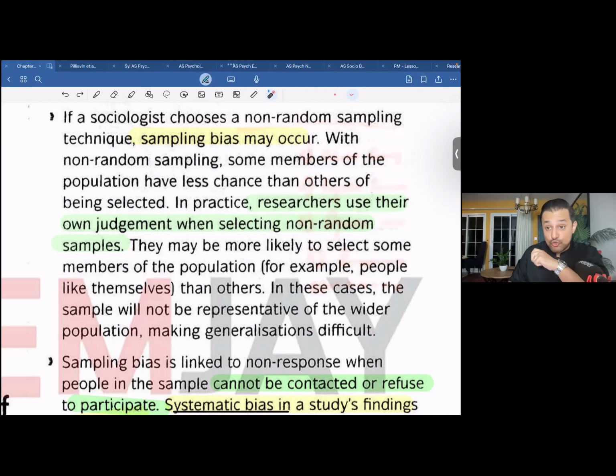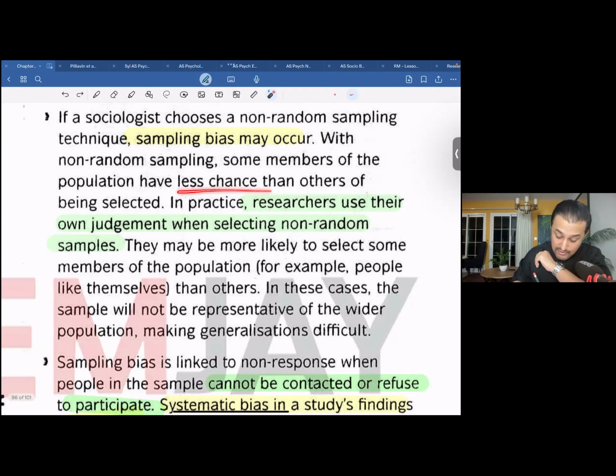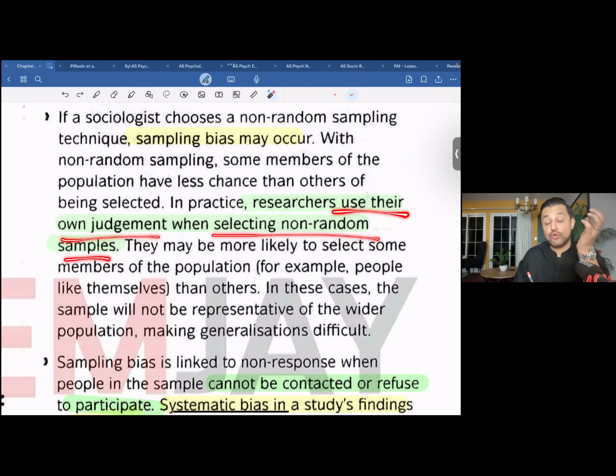Now, if a sociologist chooses a non-random sampling technique, sampling bias may occur, right? If you are collecting your sample through a non-random sampling technique, that might result in sampling bias. With non-random sampling, some members of the population have less chance than others of being selected. In practice, researchers use their own judgment when selecting non-random samples, right? The researchers' own judgment about who potentially would be the right person to collect data from. This we refer to as sampling bias, right?